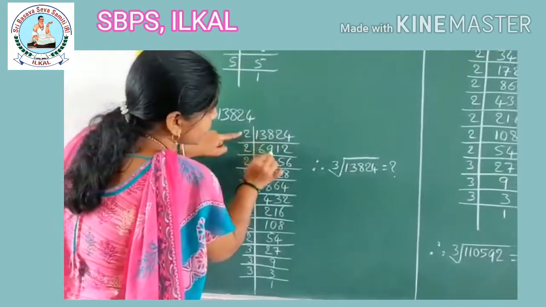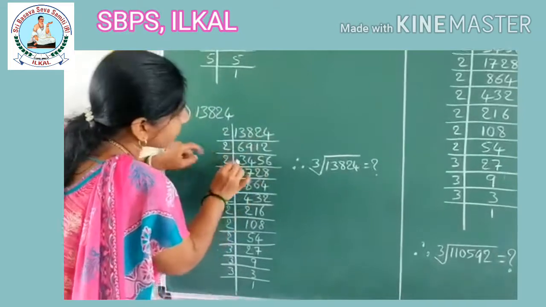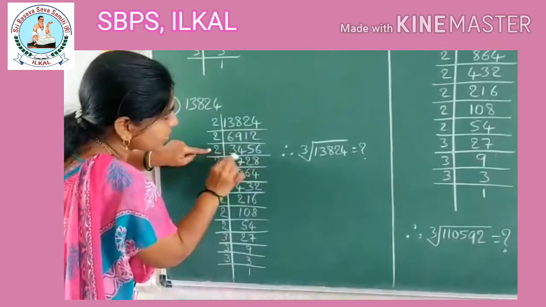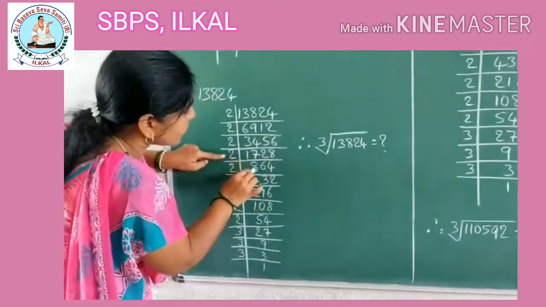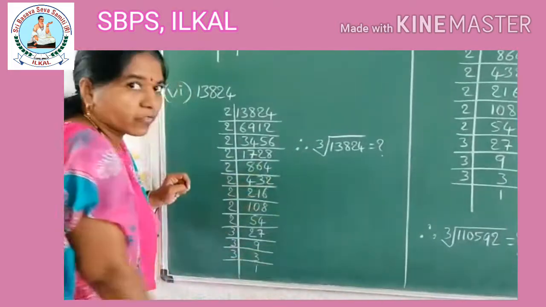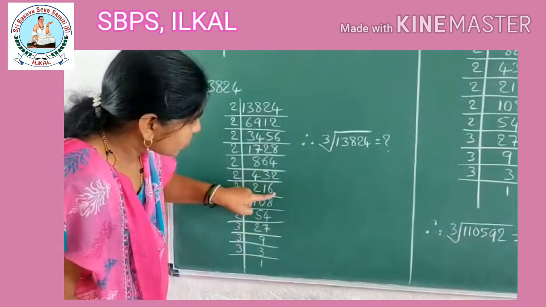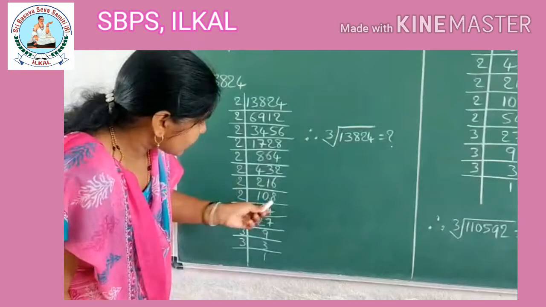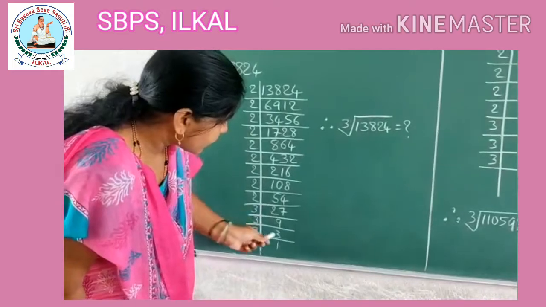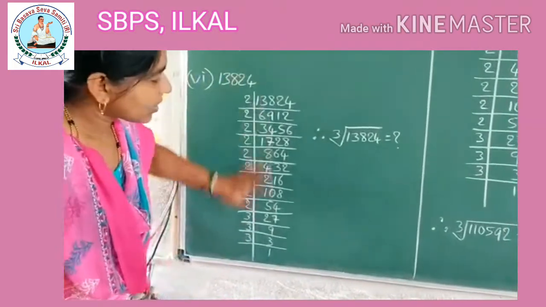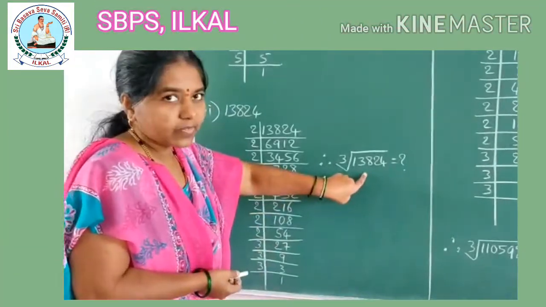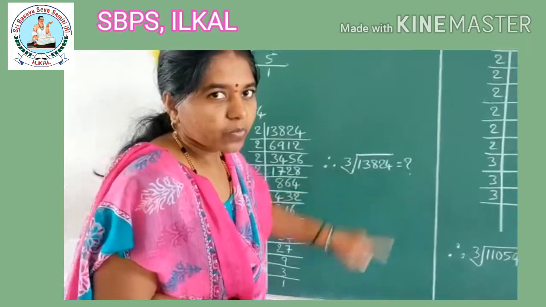13,824. Dividing by 2 repeatedly, then 3 9s are 27, 3 3s are 9, 3 1s are 3. Okay, write all the prime factors neatly and arrange, make it a group of 3 children and then find the cube root of the given number, that is 13,824.